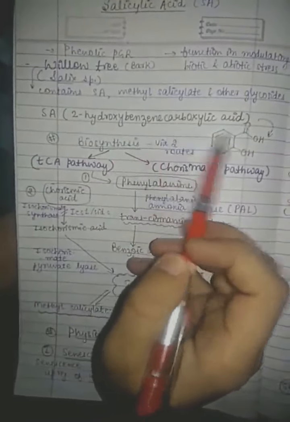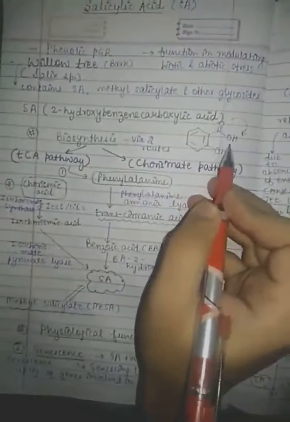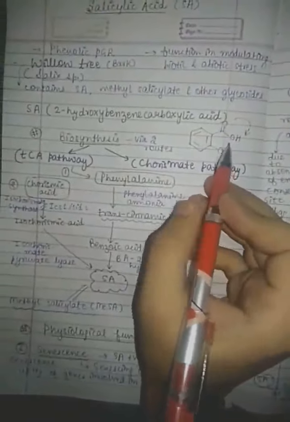Salicylic acid is chemically known as 2-hydroxybenzene carboxylic acid. This is the structure of salicylic acid. Here we start from carbon number 1, 2, 3, 4. It can be seen that the OH group, that is the hydroxyl group, is present at carbon number 2, or the second position of the carbon. So it is known as 2-hydroxy, and this is the benzene ring, so benzene, and this is COOH, the carboxylic acid group. So 2-hydroxy benzene carboxylic acid.